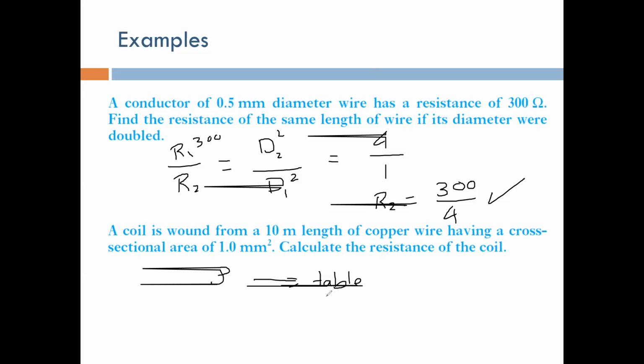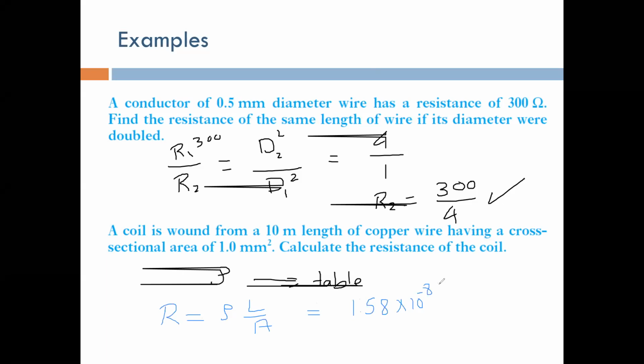So here, we're going to use exactly the same equation, R equals rho L over A. And here we just got rho as 1.58 times 10 to the minus 8 ohm meter. And L here is what? L is 10 meters, so it can be just 10, because it's SI unit.